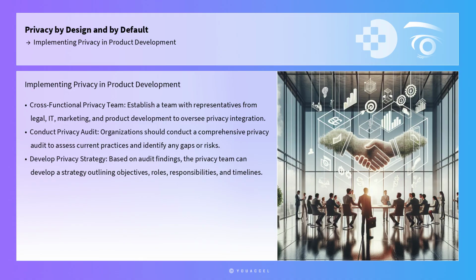In practical terms, organizations can implement privacy in product development by following a step-by-step approach. First, it is essential to establish a cross-functional privacy team that includes representatives from legal, IT, marketing, and product development. This team should be responsible for overseeing the integration of privacy into the product lifecycle. Next, organizations should conduct a comprehensive privacy audit to assess current practices and identify any gaps or risks. Based on the findings, the privacy team can develop a privacy strategy that outlines specific objectives, roles, responsibilities, and timelines.